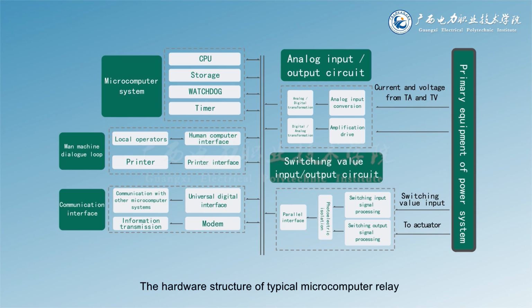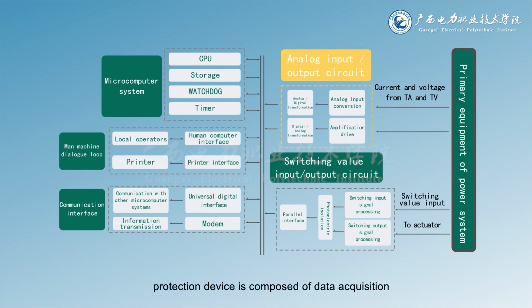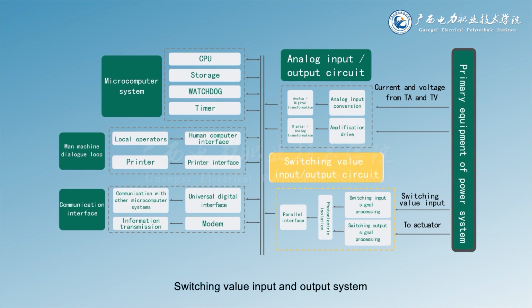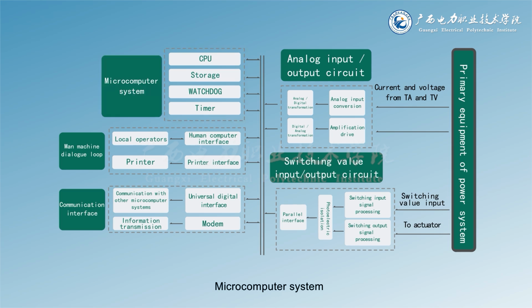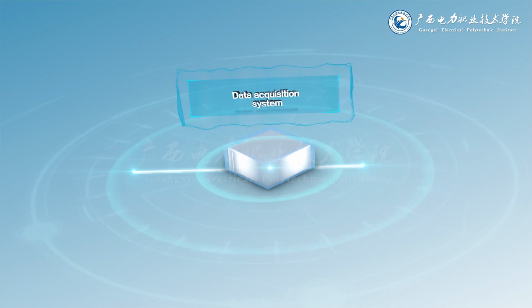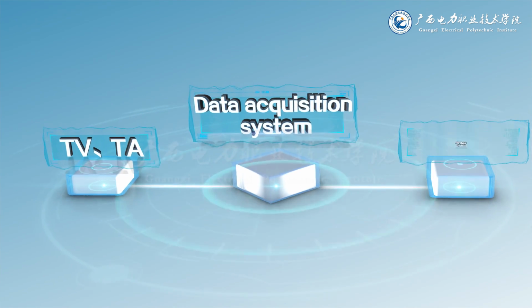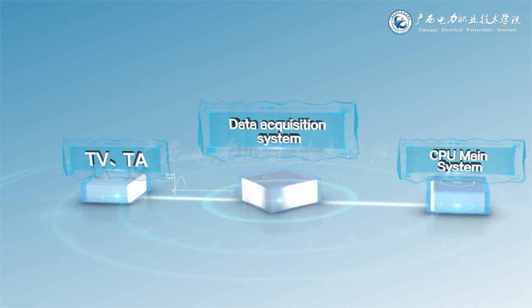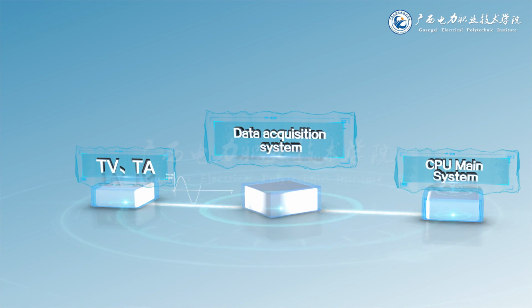The hardware structure of a typical microcomputer relay protection device is composed of 5 parts: data acquisition, switching value input and output system, microcomputer system, human-computer interface and communication interface circuit, and power supply. The function of the data acquisition system is to convert the analog quantity of the current transformer and voltage transformer into digital quantity, that is, to complete the analog to digital conversion, for the CPU main system to judge whether the power system and the protected electrical equipment have faults or abnormal conditions.